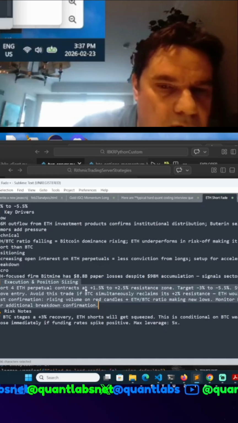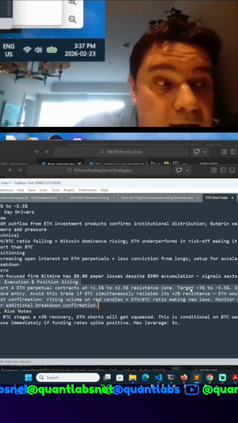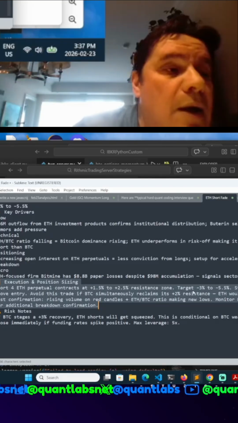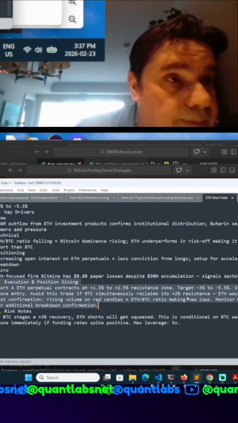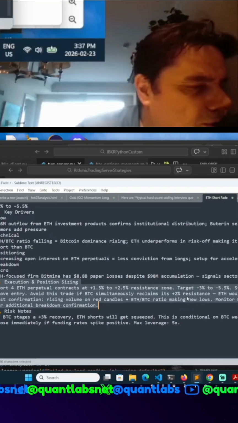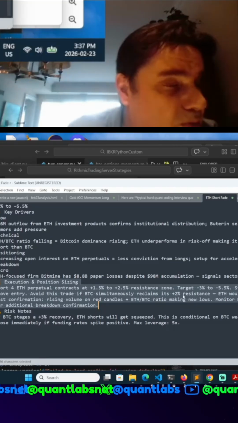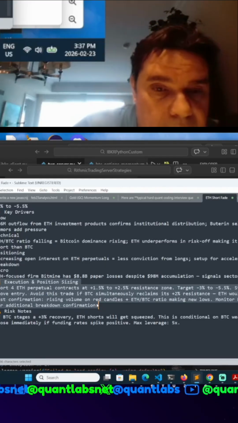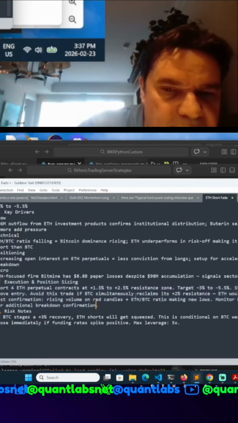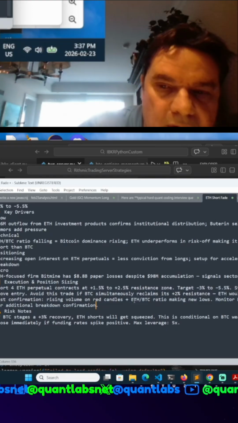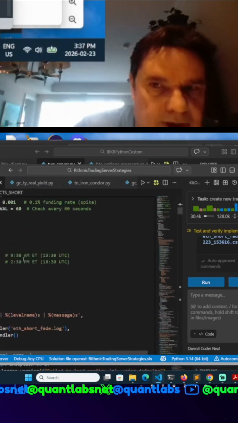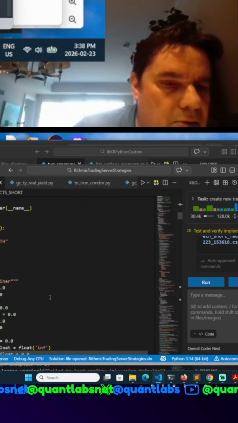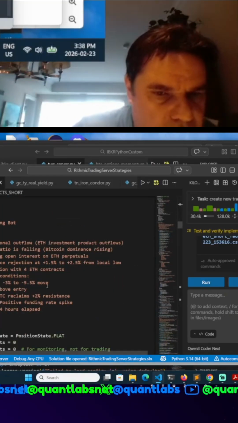So it's going to use perpetual contracts, a 1.5 to 2.5% resistance zone. Again, you have to know all this stuff to explain it when you start using it. And most interviews now are done in person at the office, so you can throw out your idea of using AI generation tools. I mean, you shouldn't use them, and no employer should have you use them. Avoid this trade if BTC simultaneously reclaims 2% resistance, and so on. So the whole thing is built around that, and you can see here now we have a working strategy.